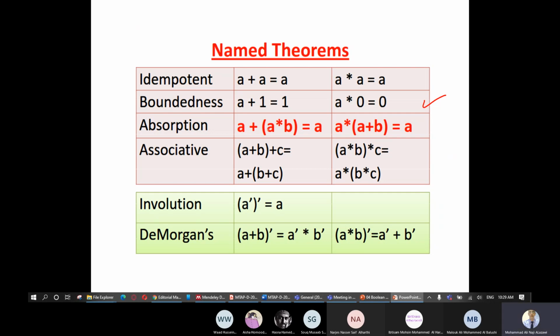If I have A plus A dot B, it is always equal to A. How do we prove this using the truth table? I'll prove only this one. Okay? How to prove it? Using a truth table. I'll show you. Please focus with me. Okay?